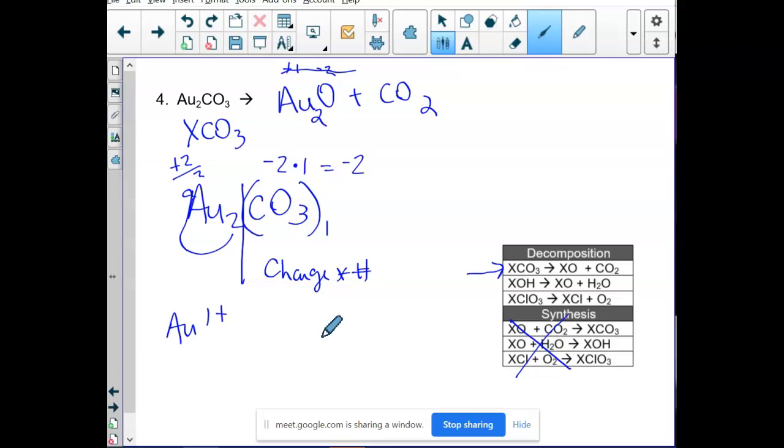So we have 2 Aus on both sides, 1 carbon on both sides, and 3 oxygens. Notice 3 oxygens because I have 3 here, and 2 plus 1 is 3, so this is already balanced. Questions about number 4?